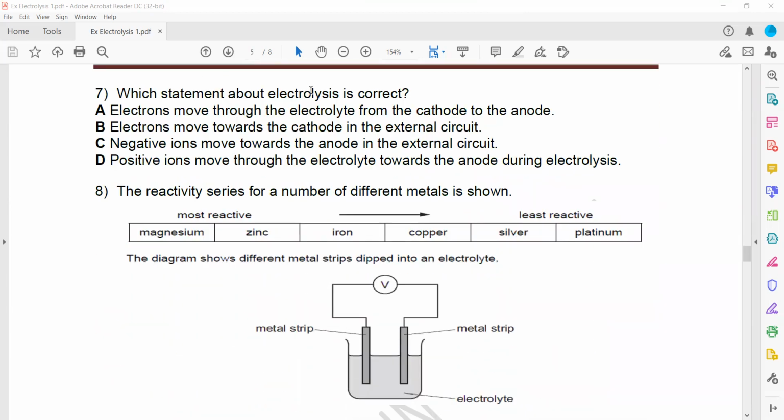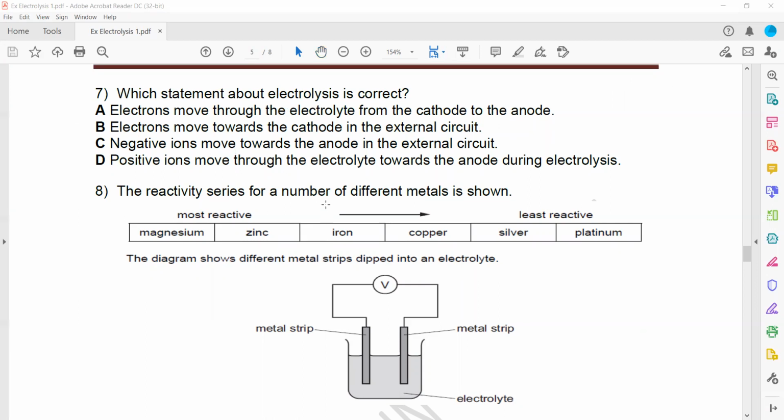Which statement about electrolysis is correct? Electron moves through the electrolyte. Electron does not move through the electrolyte. That's totally wrong. Electron moves towards the cathode in the external circuit. That's true. Because if this is a battery, the external circuit is the wire and all. So electron moves from the negative terminal of the battery towards the cathode. This is what happens. So that's why B is the right answer. The ions do not move in the external circuit. That's wrong. And positive ions do not move towards the anode. They are moving towards cathode.